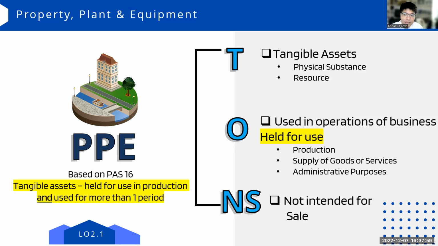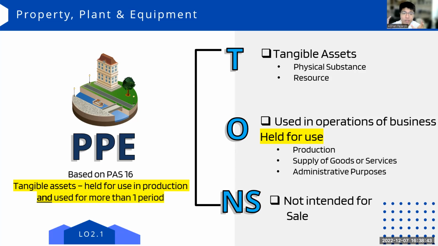To simplify this, there are three major characteristics of our PPE, and how we can remember it is through TONS. T: it's a tangible asset, meaning it's a resource and it has physical substance. Second is O: it's used in operations of the business, held for use either for production, for the supply of goods or services, or for admin purposes. T is tangible assets, O is used in operations, and finally the last one is NS: it's not intended for sale. The number one important thing here is that your PPE should not be intended for sale.